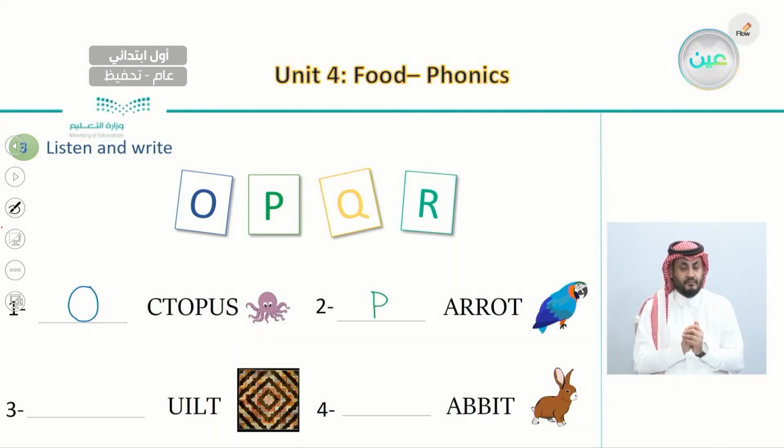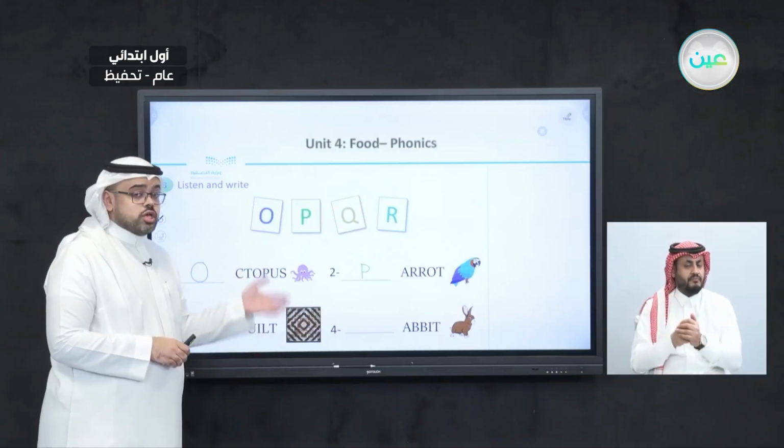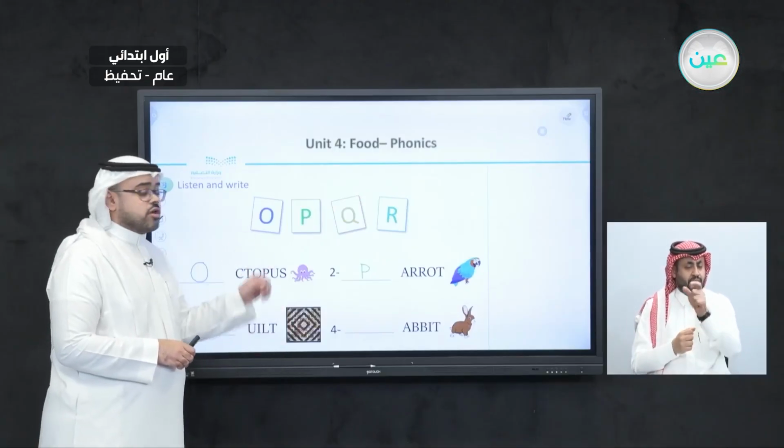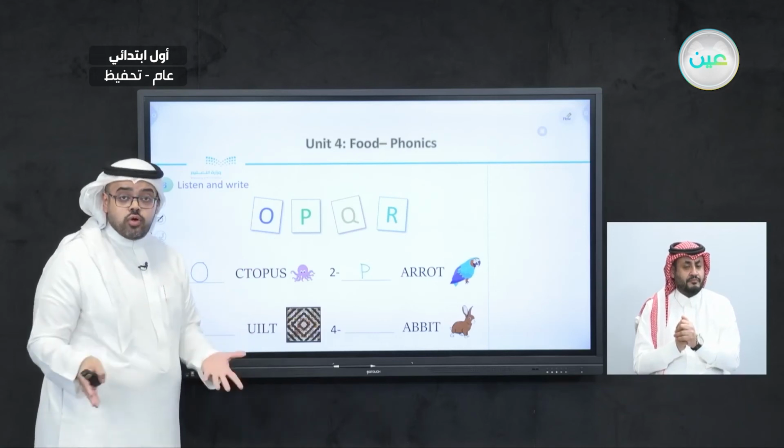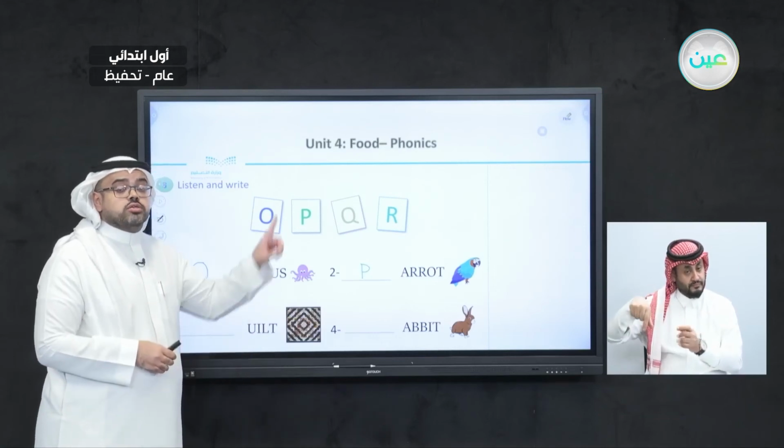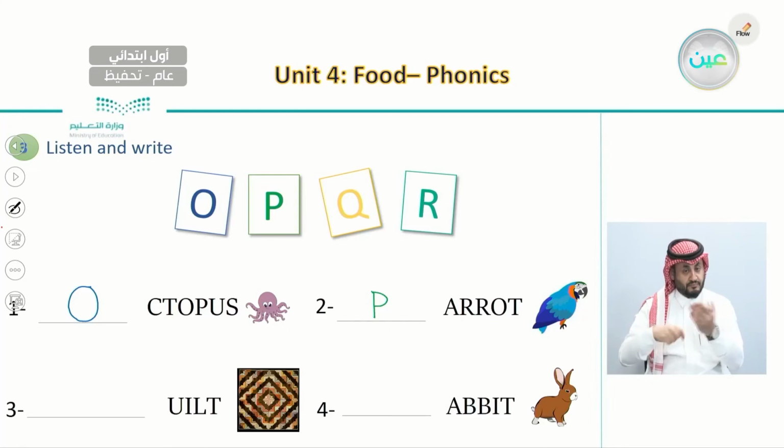Parrot. Now, let us move on to number 3. Number 3 is quilt. So, which letter does the word quilt start with? Of course, it starts with letter Q. So here we write the letter Q from the word quilt.